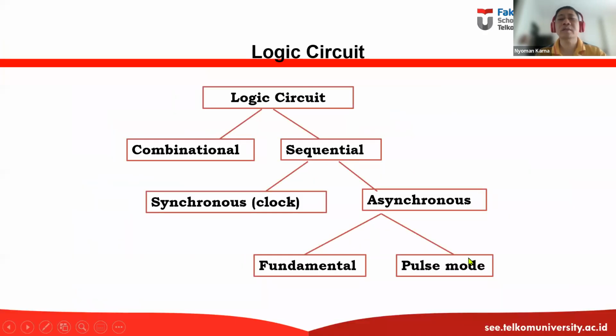So what is a combinational circuit? Based on our previous discussion from class number 1 until class number 7, we discussed logic gates. For example, the AND gate, the OR gate, the inverter, the NAND gate, and the NOR gate, where every logic gate is actually a specific combination of transistors, digital transistors.